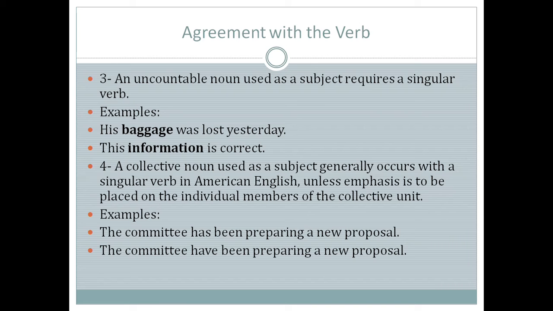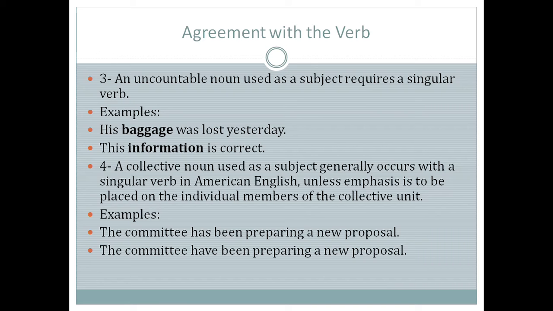But in the second one, with the same words, we can say also the committee have been preparing a new proposal. Here the committee takes a plural verb. Why? Because here there is an emphasis on the individual members of the collective unit committee.